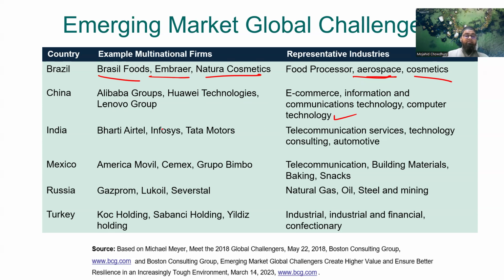In India, it's diversified because in India, Bharti Airtel is a telecommunication company. Infosys is a software or tech company, and Tata Motors is a motor company, like automobile companies. But this is a sister concern of Tata Group. So their main focus is telecommunication service, technology consulting, and automotive. On the other hand, if we see Mexico, America Movil, Cemex, Grupo Bimbo, they are the main companies in Mexico, and their main focus is in segments like telecommunication, building materials, baking, snacks.